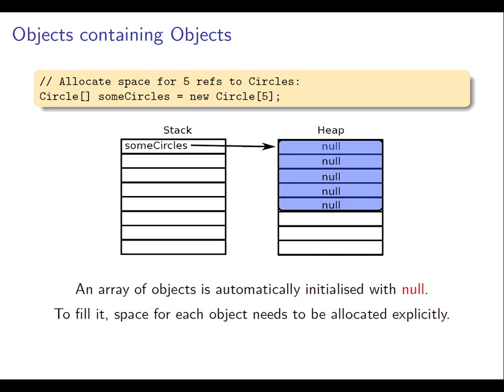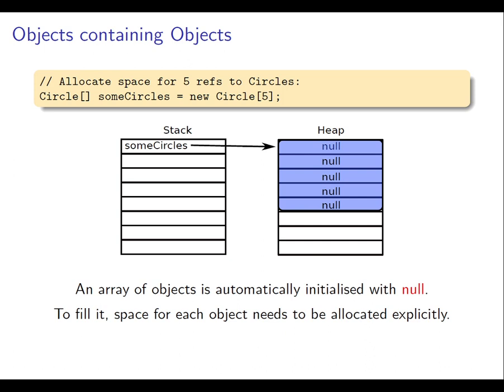We have the someCircles variable on the stack, and it is going to point at an array on the heap with 5 entries, because it's an array of 5 circles. And remember that we said that arrays are automatically initialized with an appropriate 0 value. Well, for objects, the appropriate 0 value is null. So each of these new circles starts off being null.